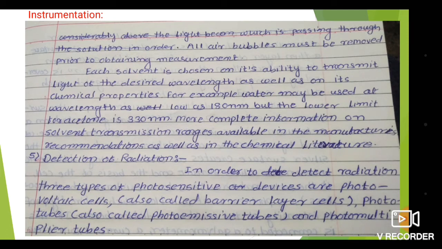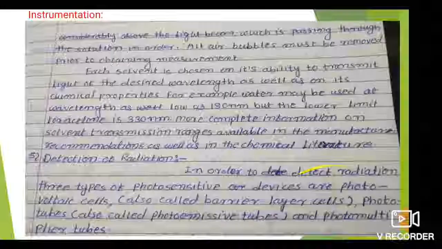Then detection of radiation: the detector. In order to detect the radiation, three types of photosensitive devices are used: photovoltaic cell, also called barrier layer cell; phototubes, also called photoemissive tubes; and photomultiplier tubes. All these types of detectors are used.